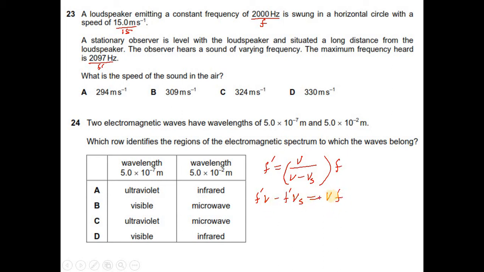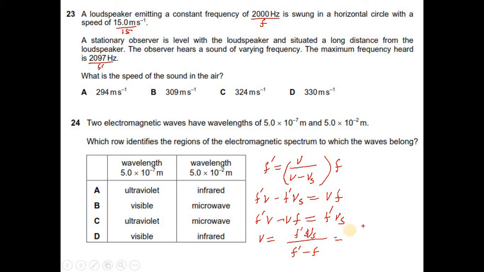V is there on the right hand side, so gather all the V's at one place. So F dash V minus Vf is equal to F dash Vs. And finally, V is common. So V is equal to F dash... it's not S, sorry. It's Vs divided by F dash minus F.